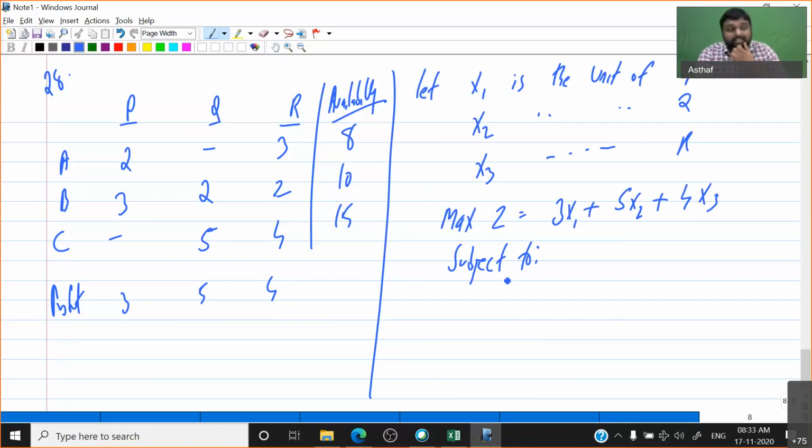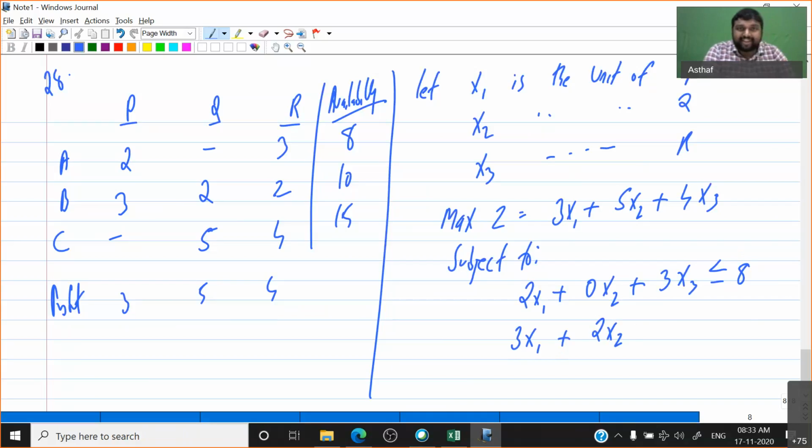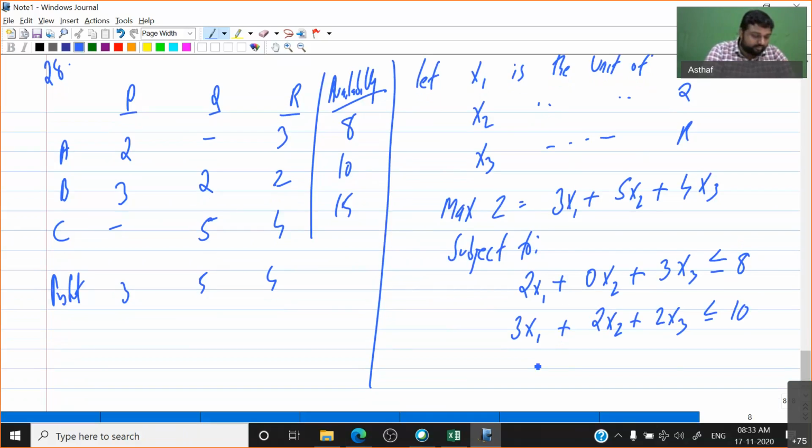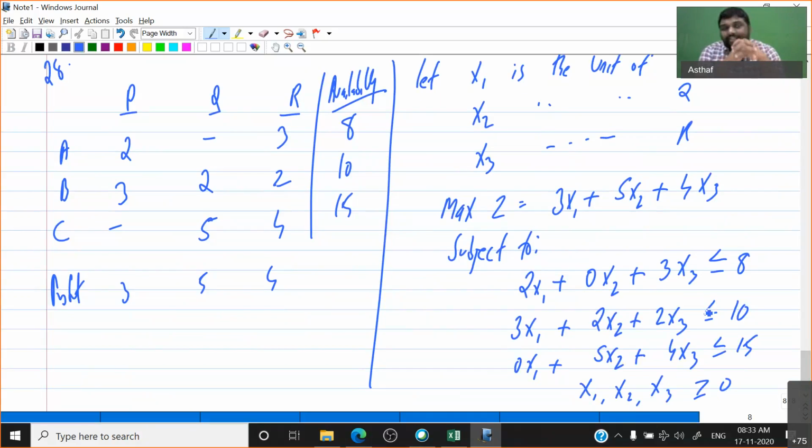Subject to. What is subject to? 2x1 plus 0x2 plus 3x3 less than or equal to 8. 3x1 plus 2x2 plus 2x3 less than or equal to 10. 0x1 plus 5x2 plus 4x3 less than or equal to 15. x1, x2, x3 greater than or equal to 0. How easy! Copy fast. I know you have completed.